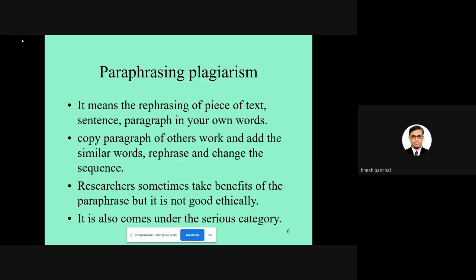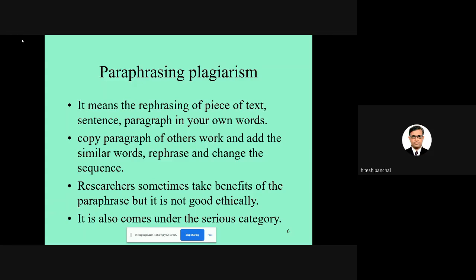Paraphrasing plagiarism means what? It is one kind of plagiarism in which you rephrase a piece of text, a sentence or paragraph, in my own words. That is called paraphrasing plagiarism. At present there are various websites available on the internet, and I will also show you one demo of paraphrasing plagiarism so you can understand it clearly, and you can also show it to your students and faculty members. Do not try such kind of plagiarism, otherwise you will be in trouble.